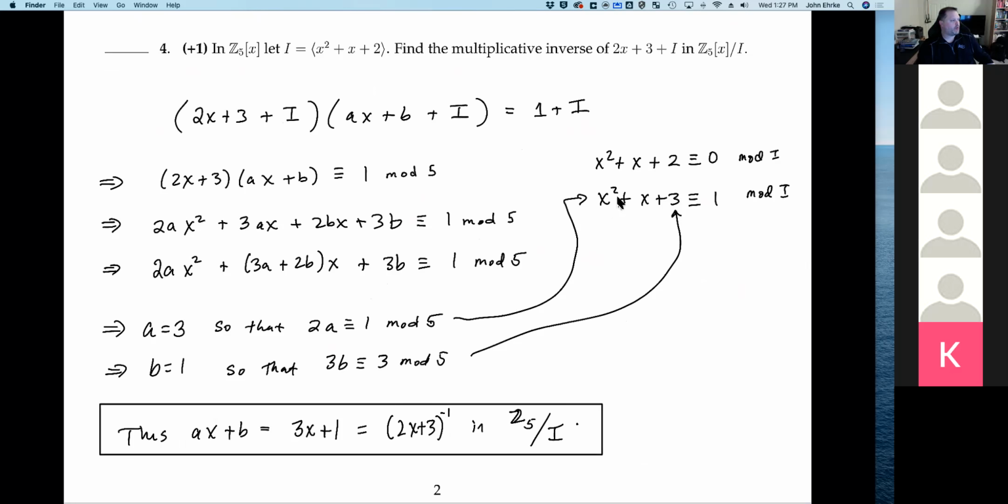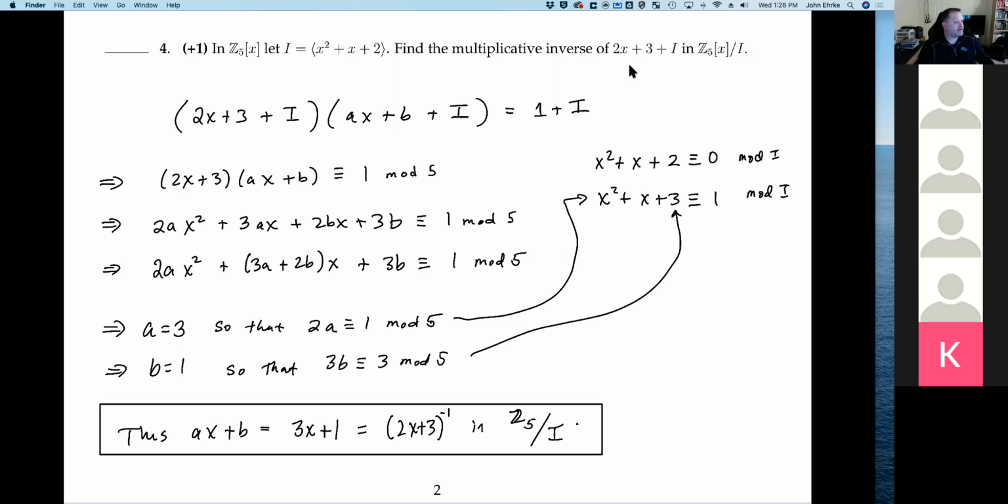So on to number 4. In the ring of polynomials over the integers modulo 5, mod this ideal, what is the multiplicative inverse of this coset? What I'm really asking is, can I take another element of the form ax plus b and show that I get 1 plus I?